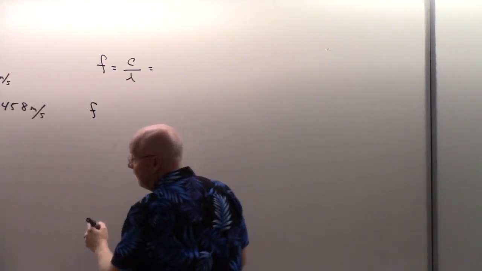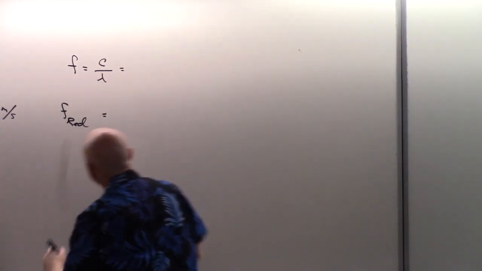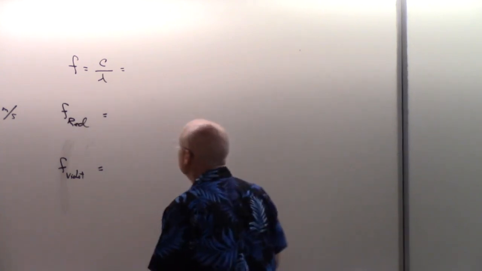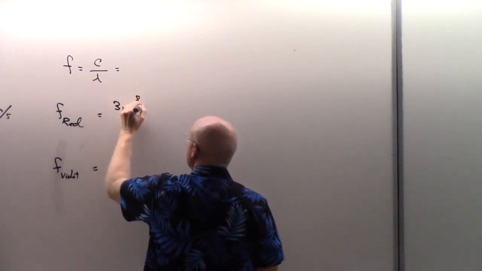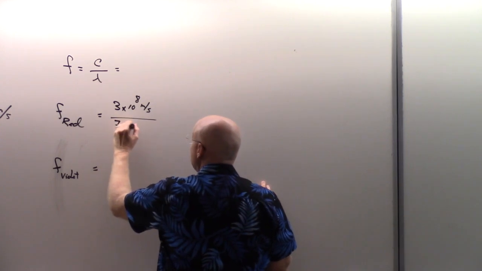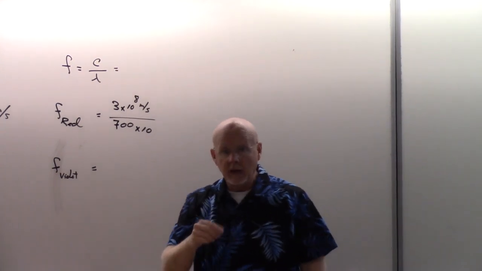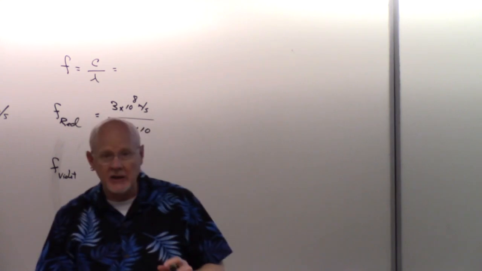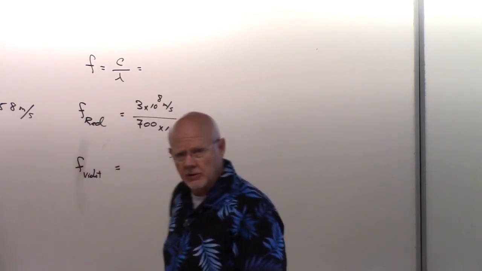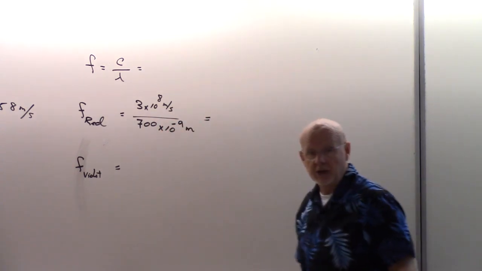So if I wanted to do the frequency of red, and then also see what the frequency of violet is, I would do something like this. I would take 3 times 10 to the 8th meters per second and divide it by the wavelength of red, which I'm saying is about 700 nanometers. If you remember way back to chapter 1, a nano is 10 to the minus 9th. So this would be 10 to the minus 9 meters.